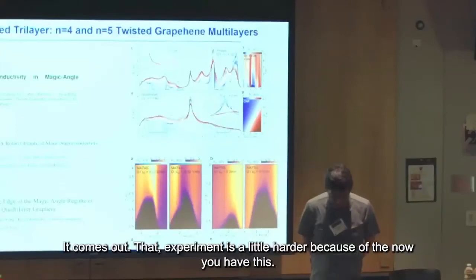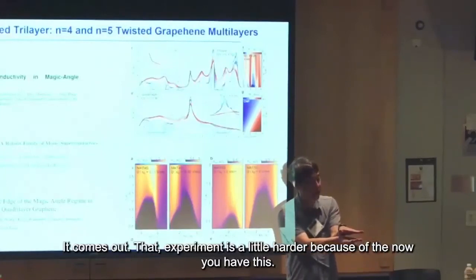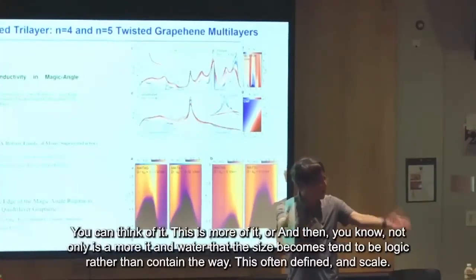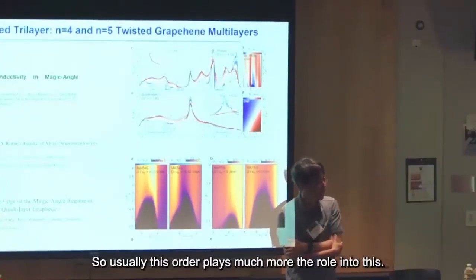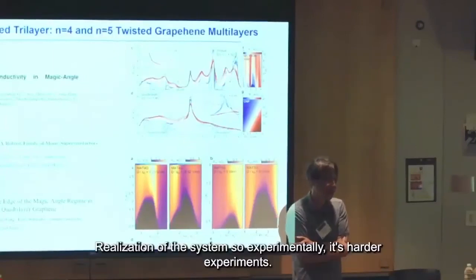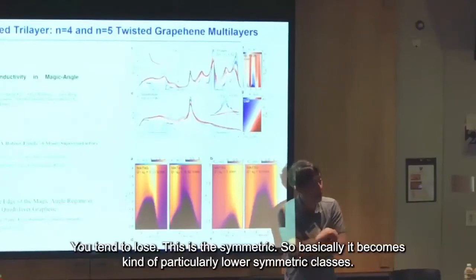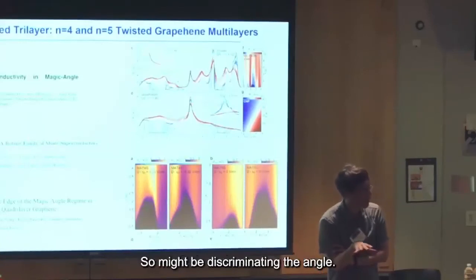twisting. It turns out the experiment is a little bit harder, because you can think of this as a moire, and then another layer is another moire, and the moire size tends to be larger rather than contained within a certain finite length scale. So usually disorder plays a much bigger role in the realization of the system. So experiments are harder. Theoretically, what I heard is that with successive angles, you tend to lose the C2T symmetry. So it quickly becomes a lower symmetry class.